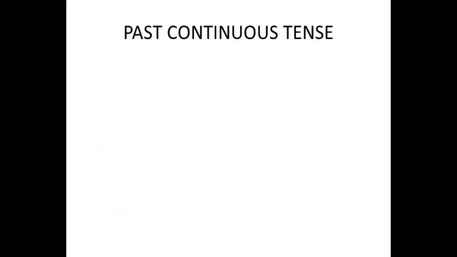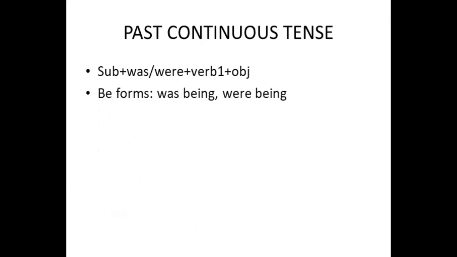Now, the second subtense of the past tense, past continuous tense. If you look at the structure: subject plus was or were plus verb 1 plus object. Be forms are was being, were being. We use be forms in the passive voice, just remember.